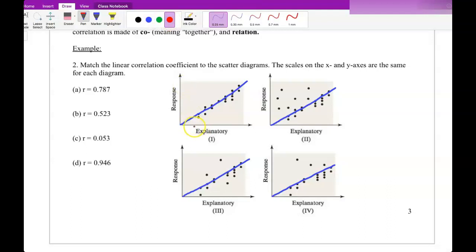Okay, now let's see what we have. So the highest positive correlation, which one is it? Here on the first one, these points are very close, so the highest one belongs to this part. I'm going to choose part D for this. So r is 0.946.